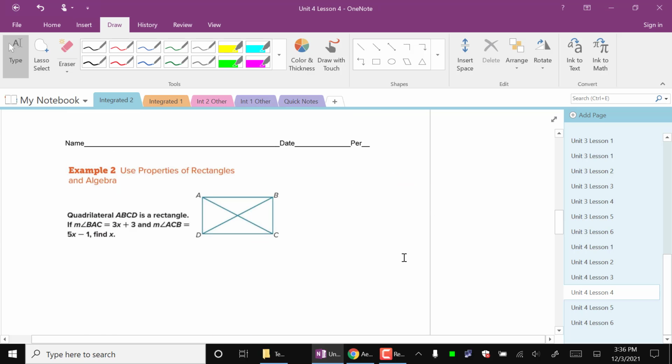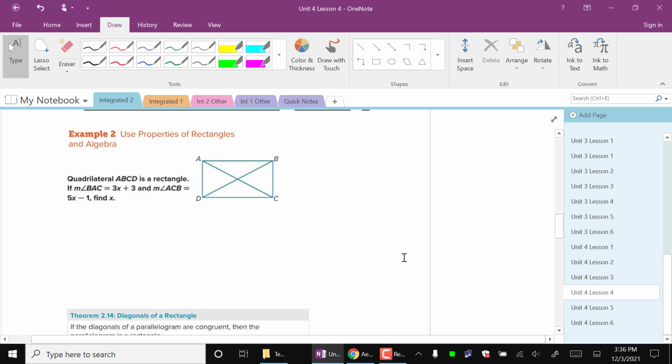So we have quadrilateral ABCD is a rectangle. If the measure of angle BAC equals 3x plus 3, and the measure of angle ACB equals 5x minus 1, we want to find x. So we got some notes here. So since this is a rectangle, we know that the measure of angle DCB is going to be 90 degrees. DCB, this whole angle right here, is going to be 90 degrees.